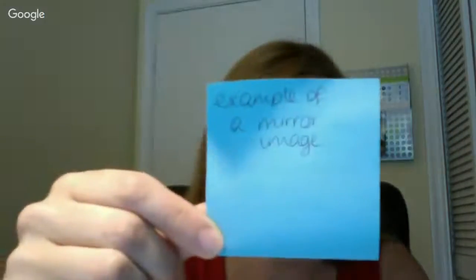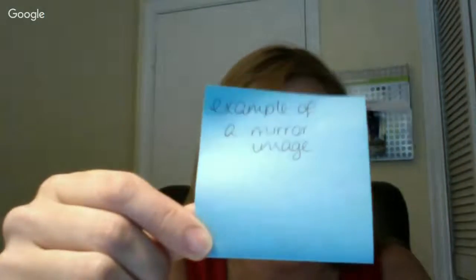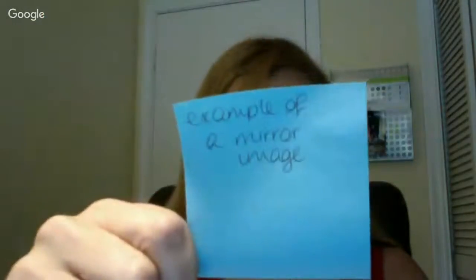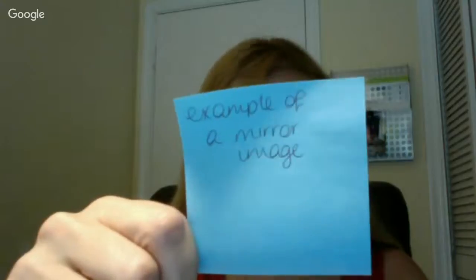Another thing that you shouldn't use is written words. This is an example. If you use written words, you'll see that everything is shown as a mirror image. It says, example of a mirror image. So if you're showing me something, some notes that you took, I won't be able to see them.